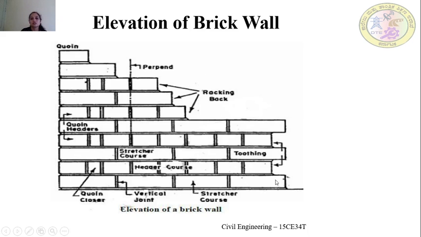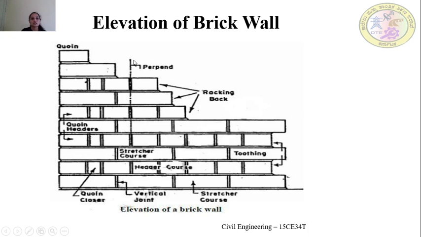So this particular sketch shows the elevation of a brick wall, and I already discussed coins. Coins means the external corner of a wall. Here, the first course is the stretcher course, and you can observe the vertical joints. This is the stretcher course, and this is the header course, and you can observe the toothing also.